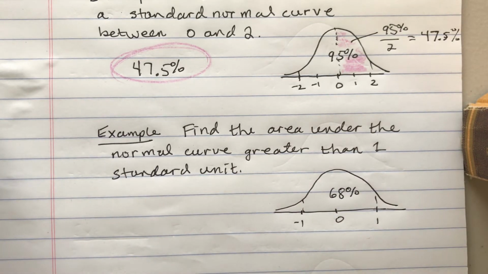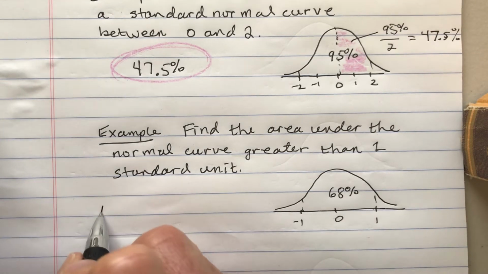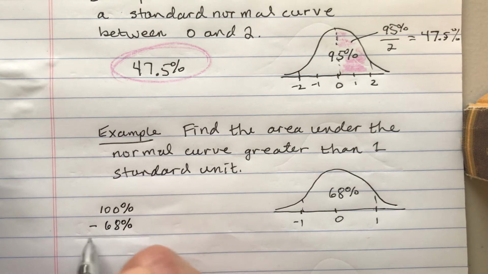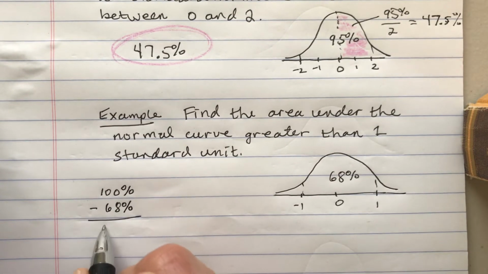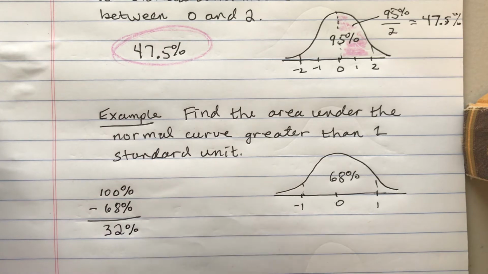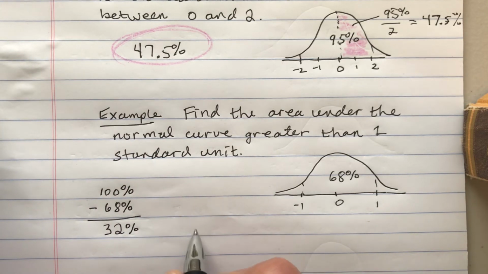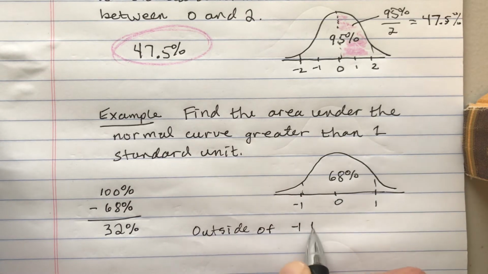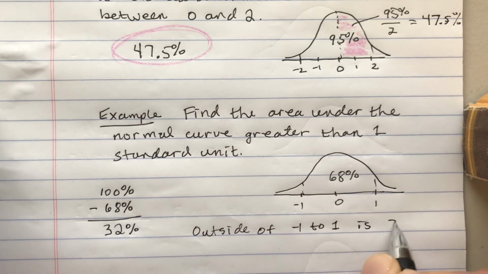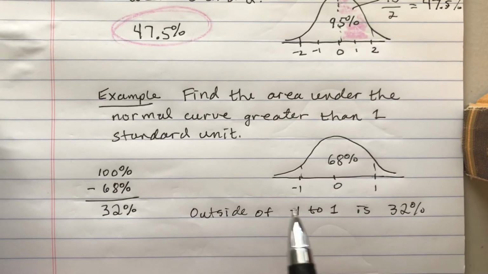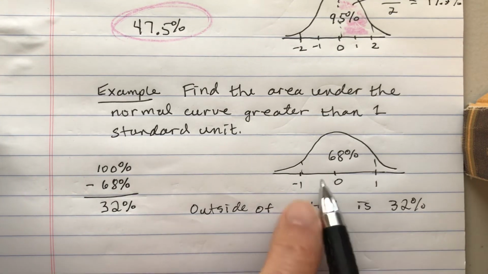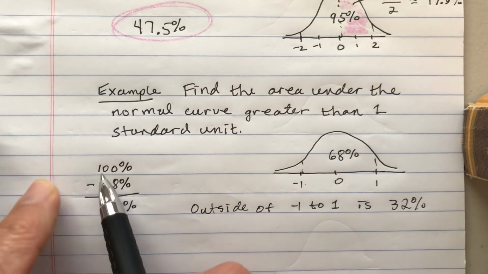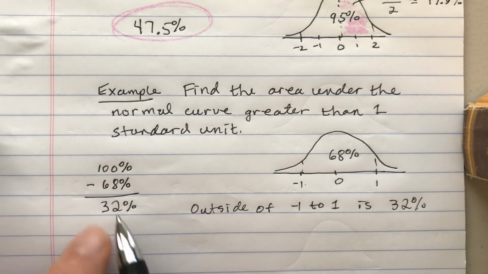Now, 100% minus 68% is 32%. So outside of -1 to 1 is 32%. All right, so between -1 and 1 is 68%, and then 100 minus 68 is 32.